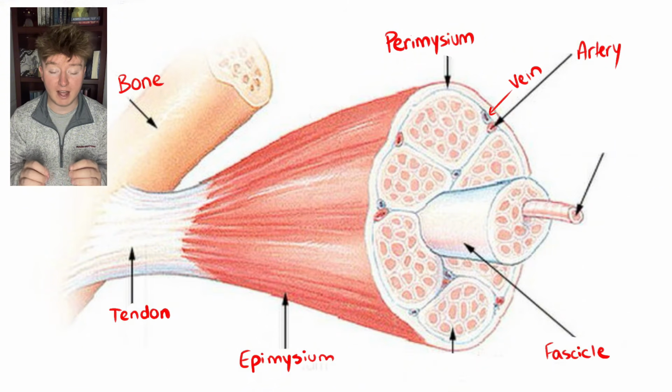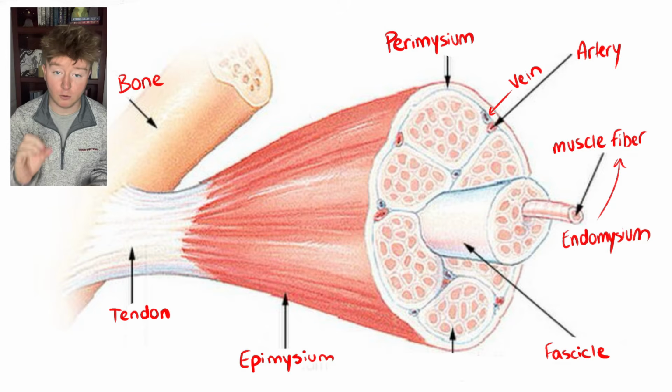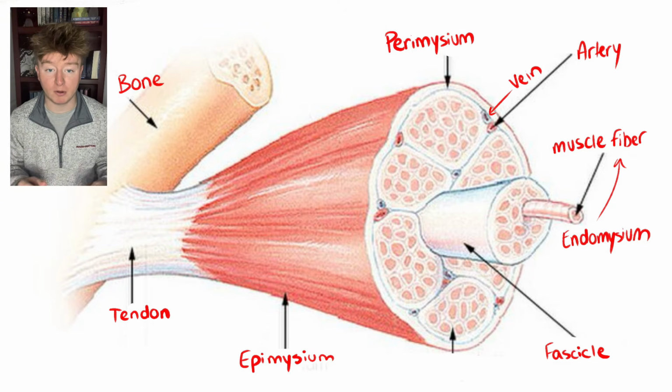And finally, we have a singular muscle fiber, which is surrounded by what is called the endomysium, and this is actually surrounded by our areolar connective tissue. It essentially is going to help organize each muscle fiber from one another and allow blood and nerve innervation to reach them effectively as well.